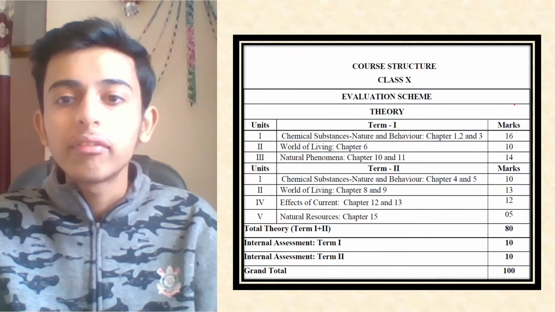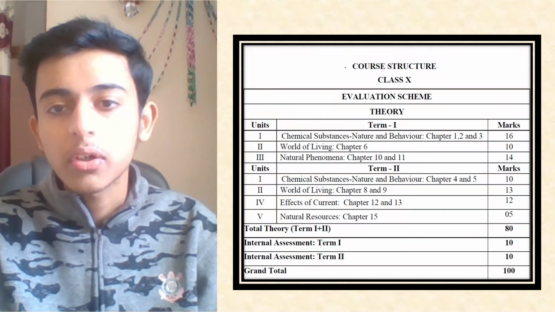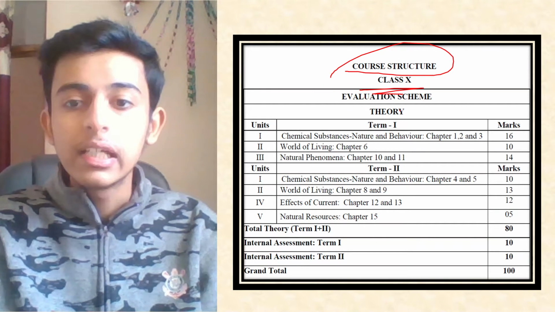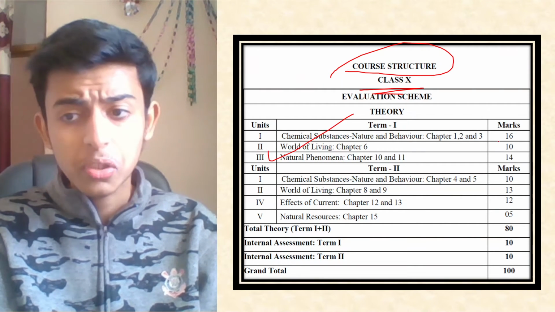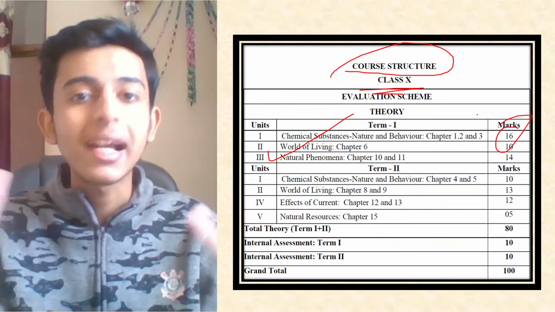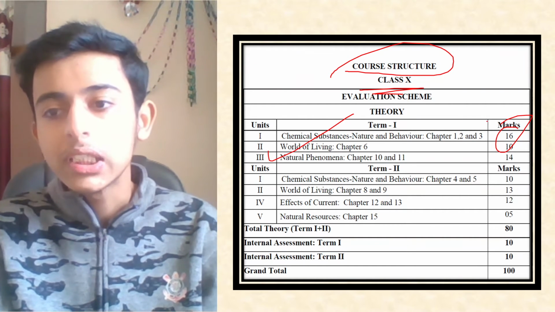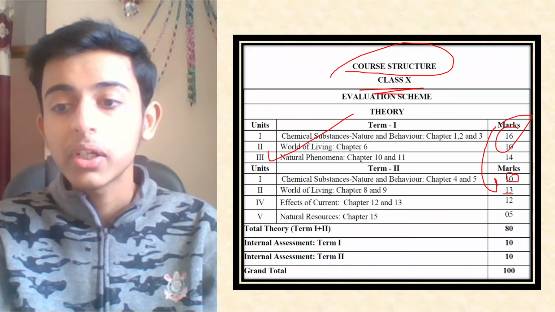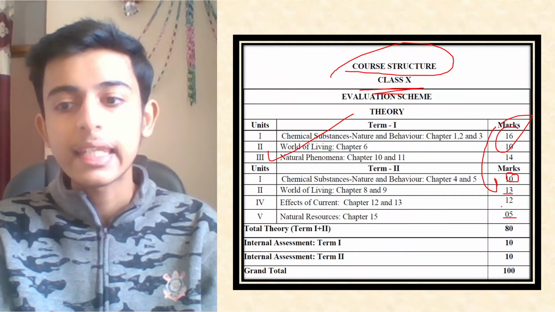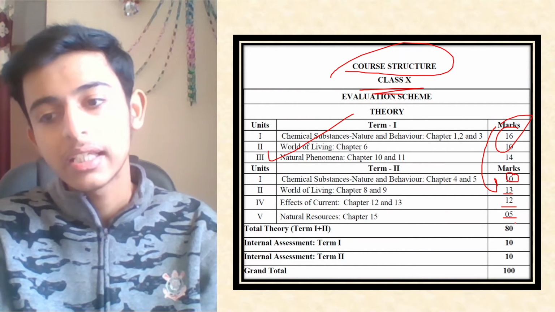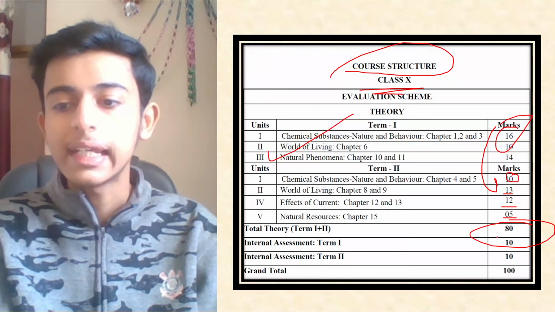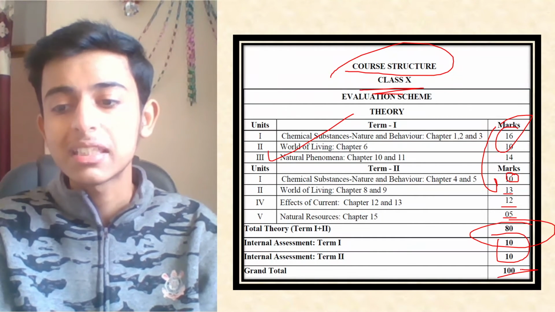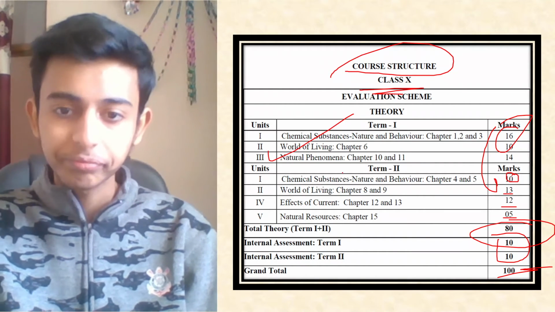But before that, have a look at the course structure of class 10. Term 1 has already been finished, in which chemistry was of 16 maximum questions. But now the situations have changed. Now chemistry is of 10 marks, bio is 13 plus 5, 18 marks, and the rest physics is of 12 marks. So in this way you have total 80, and 20 your internal assessment to make it 100.